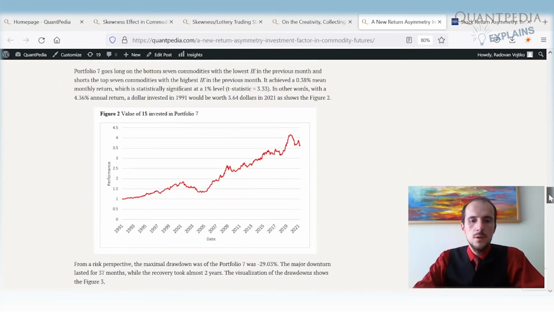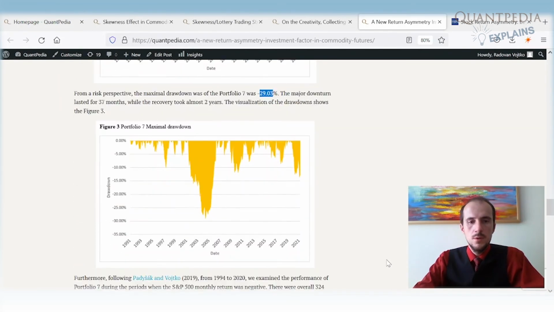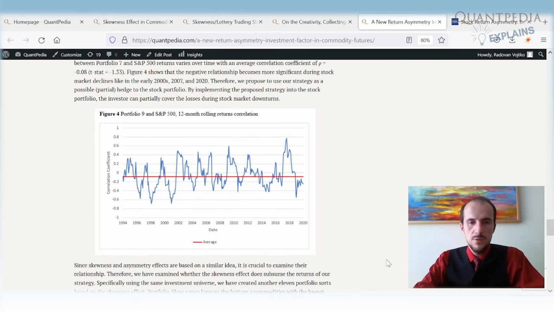Here we have an equity chart, or equity curve. We have over 4.5% excess return with a Sharpe ratio of 0.58 and a drawdown around 30%. What is most interesting about this strategy is that it is of course not correlated to the S&P 500, so that's one added value of this strategy.